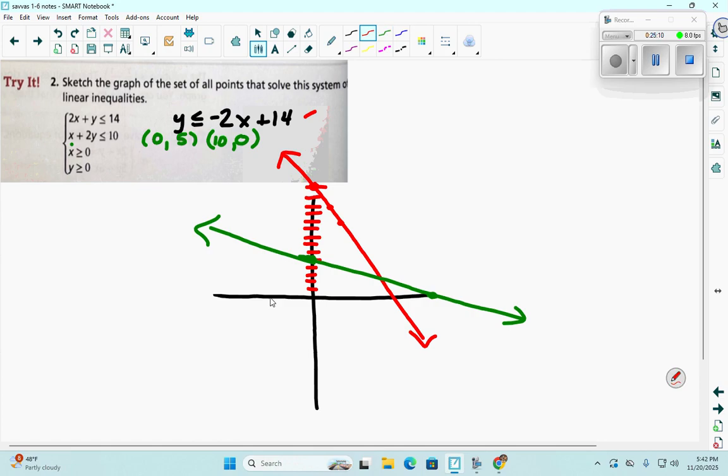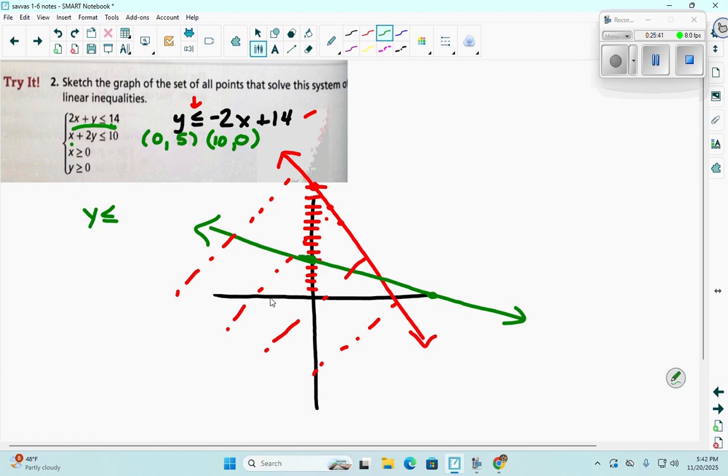For the red one, I'm looking at the part facing the Y is smaller. The part where the Y is smaller would be going down, right? So all of my shading would be going this way, down below, because my Y's are getting smaller going down. Then for the green one, if I get my Y by itself and move this over, divide by 2, my inequality is still going that direction. Nothing changed. It would only change if I had to divide by a -2.